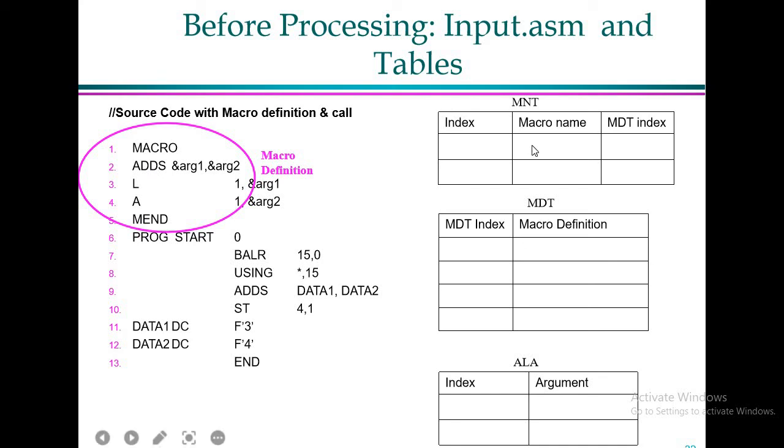Index is 1, the name of the macro is adds, and the macro definition table index. That means you have to put this value from this MDT table. Here is index 1 which contains adds, argument 1, argument 2, and after that you have to write down the definition of adds. L is on this line, and here the A instruction is there. So the index value of this MDT is 1. So here macro name 1 is adds, which contains MDT index as 1.